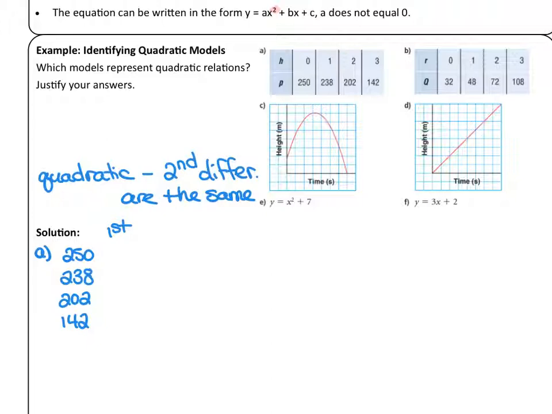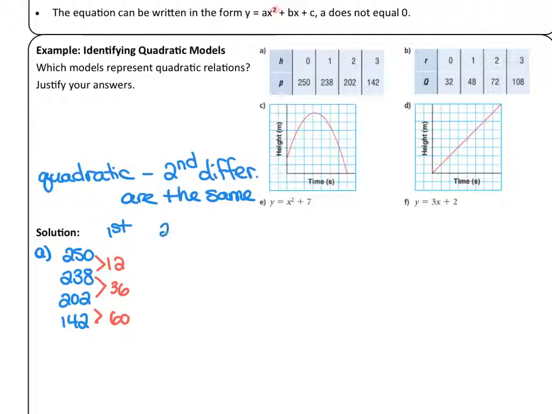But 250 minus 238 is 12. So we just subtract them. 238 to 202. And don't be afraid to get your calculator out, which is what I'm going to do. Because I'm good, but I'm not that good, especially at this time of night. So that's 36. And the difference between 202 and 142 is 60. So they're definitely not the same. It's not a linear.